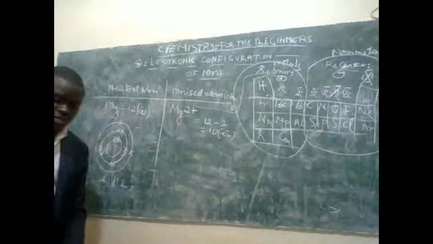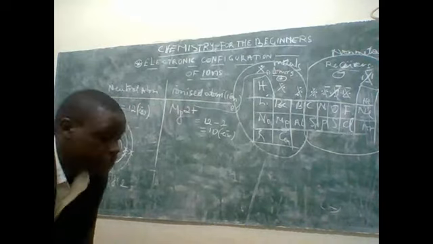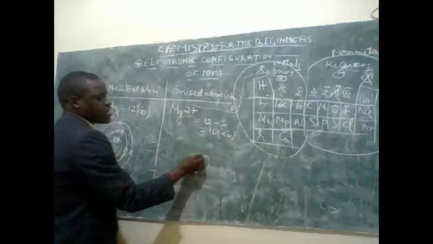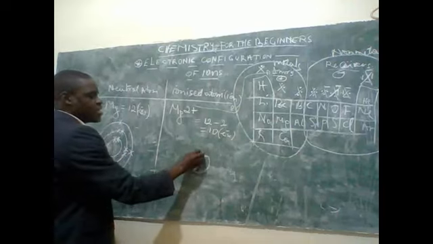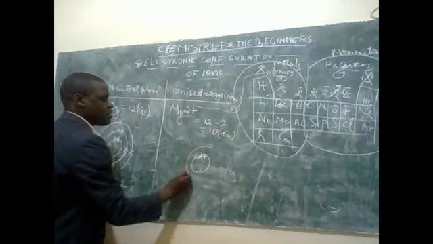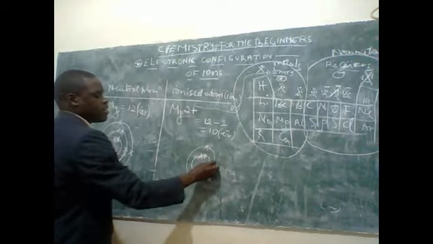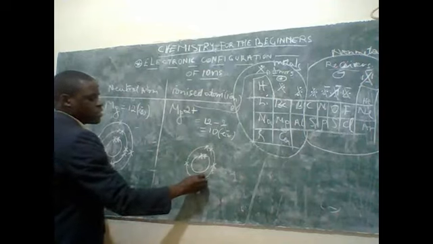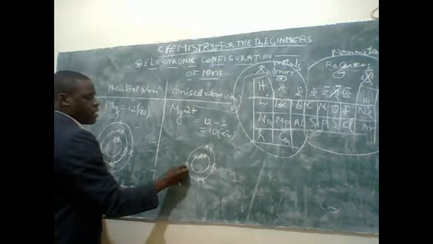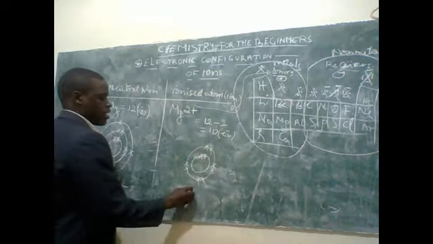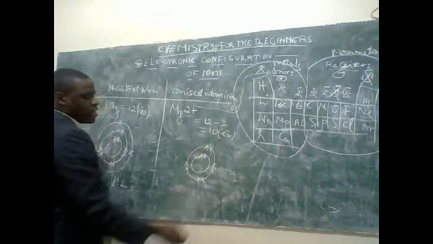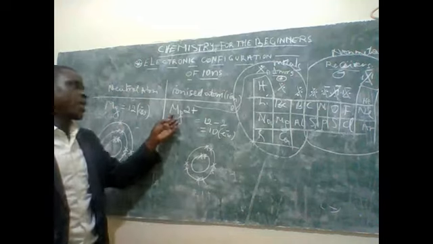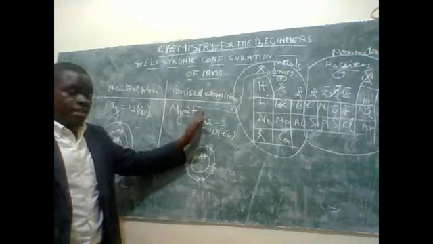So here, the electronic configuration of magnesium, when it has remained with 10 electrons, will be like this: 2, then 1, 2, 3, 4, 5, 6, 7, and 8. 8 plus 2 is equal to 10, which is 2 and 8. This is the electronic configuration of the magnesium ion. It is called the magnesium ion.